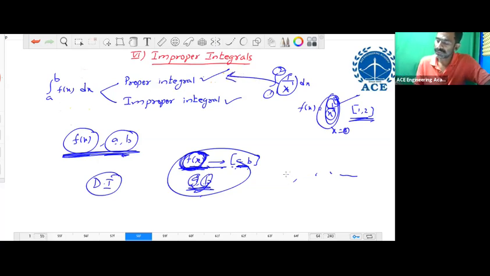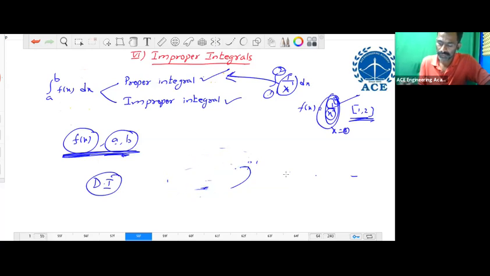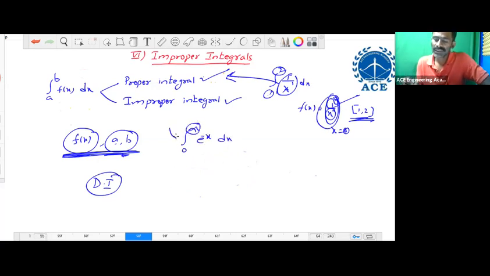For example, integral 0 to infinity e power minus x dx. Now here, one of the limits is infinity. Directly it is improper integral. Suppose the integral is like this: integral 1 to 7, 1 by x minus 1 dx. Directly this function is not defined at x equal to 1. That 1 is inside the interval. So this is also improper integral.